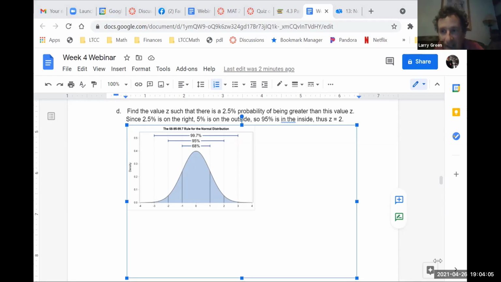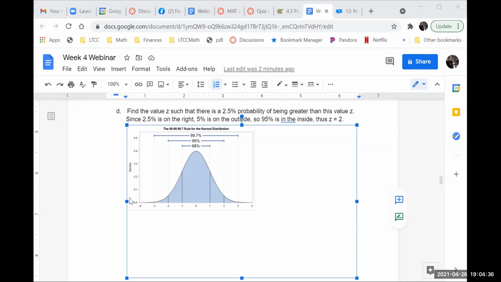Yeah, 16. And how did you get 16? So how'd you get the number 16? 100 minus 84. Yeah, 100% minus 84% is 16%. Okay, so 16% is outside. So if 16% is outside, what percent is to the left? So it's 8%. Yeah, 8%.